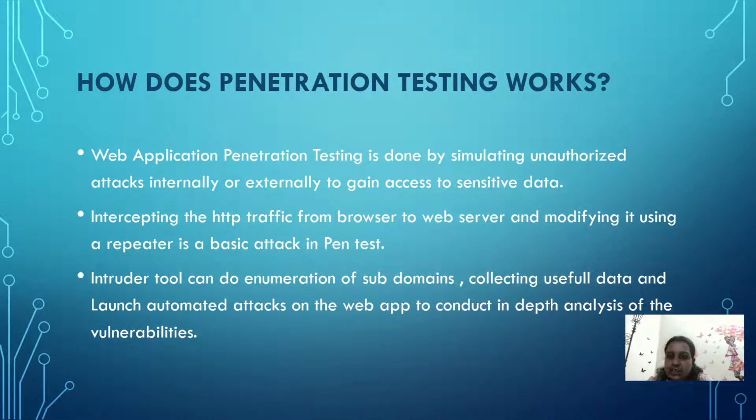How does penetration testing work? Web application penetration testing is done by simulating an unauthorized attack, internally or externally, to gain access to sensitive data. In the case of web applications, we will launch different types of attacks, like injection attacks or brute force attacks, using an intruder tool, to find whether a particular vulnerability exists in the application and whether it can be exploited or not. Intercepting the HTTP traffic is the basis of launching this attack. While intercepting the HTTP request, the penetration testing tool can launch the attacks.